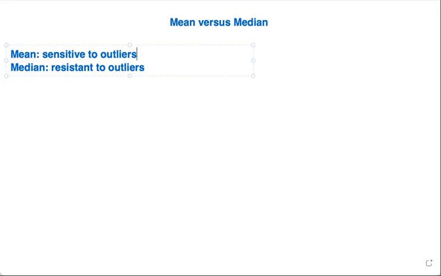And furthermore, typically you'll report the mean when you have symmetric or normal distributions. So when it's symmetric or bell-shaped, that's the best time you would report it. The median is reported when it's a skewed distribution.